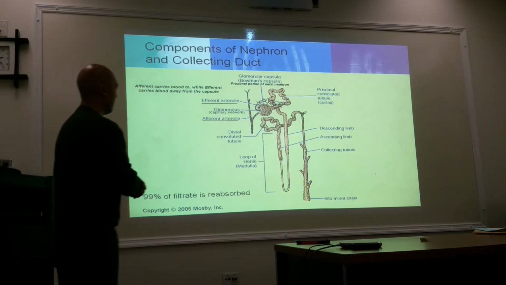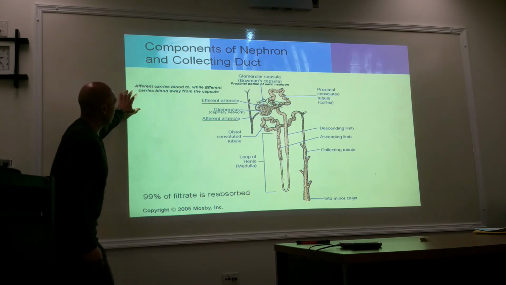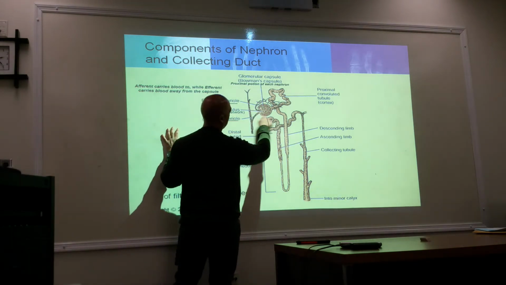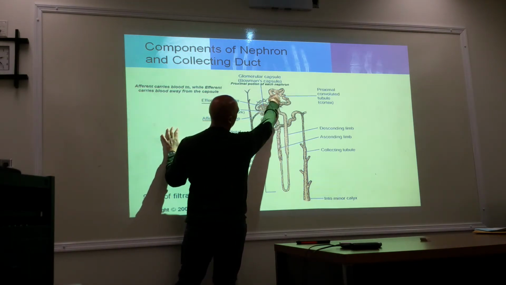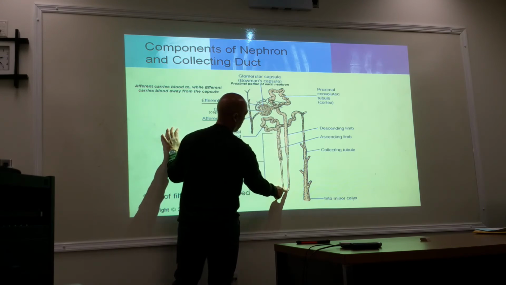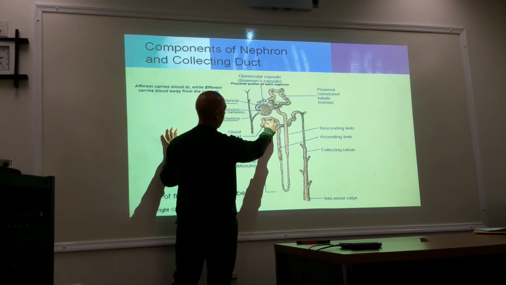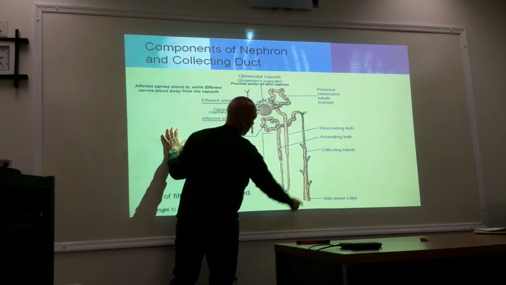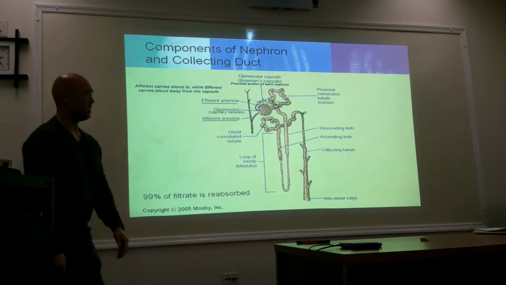So this is a bigger breakdown. Afferent carries blood to the glomerulus, while the efferent carries blood away from the capsule. As it's being filtered here, it's going to make its way through the proximal convoluted, down to the descending limb. It's going to come back up on the ascending. Then you have the distal convoluted, and then out into the calyx of the kidneys.